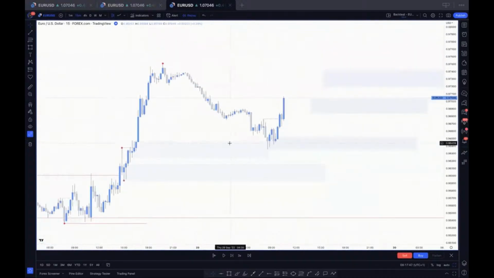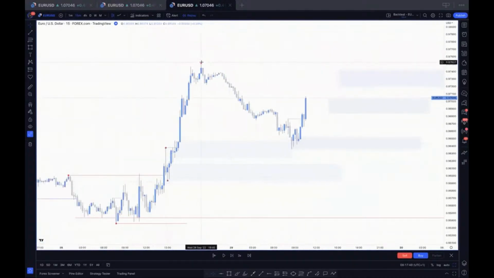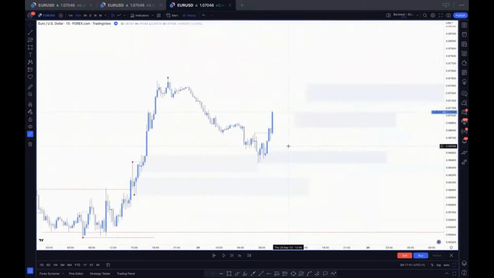But we know that considering this is our swing low, this is our swing high, all of this is internal structure. So now with this change of character here on the internal structure, we expect that this is going to pull back here and continue, or even pull back down here before it continues.